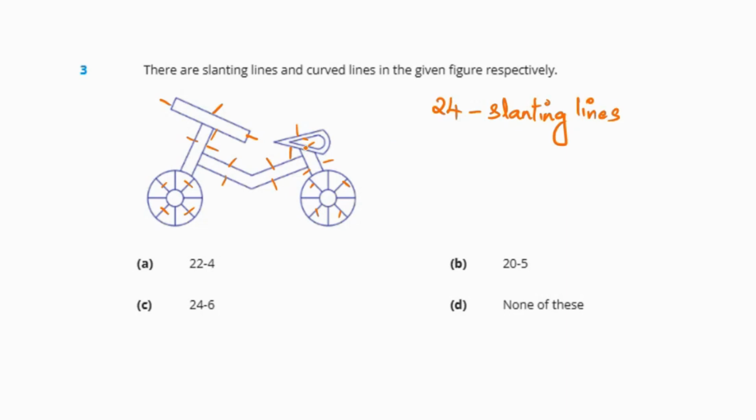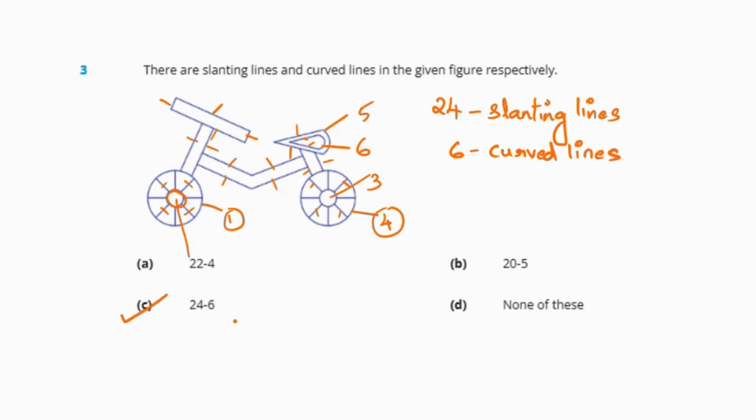Now we have to count the curved lines. How many curved lines are there? The complete circle we can take as a curved line. So this is curved line 1. The small center circle is 2. This one is 3. This larger one is 4. This is 5. And the inner one is 6. So in total, we have 6 curved lines. So the correct answer is option C, 24 slanting lines and 6 curved lines.